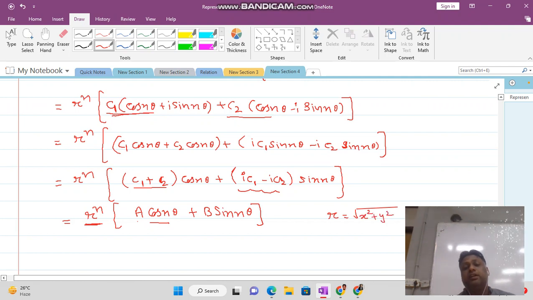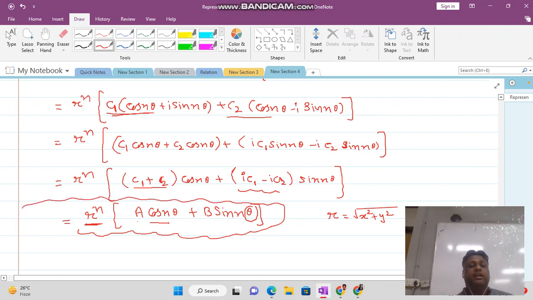After deciding in which quadrant our complex number is, according to that we find the value of theta. This will be seen while solving questions, but remember that this is the way to write the solution: r raised to the power n into a cos n theta plus b sin n theta. Okay, thank you very much students. More about it will be discussed in the next video lecture.